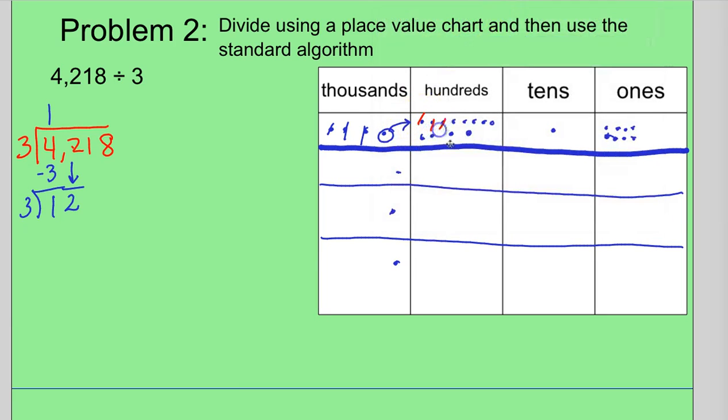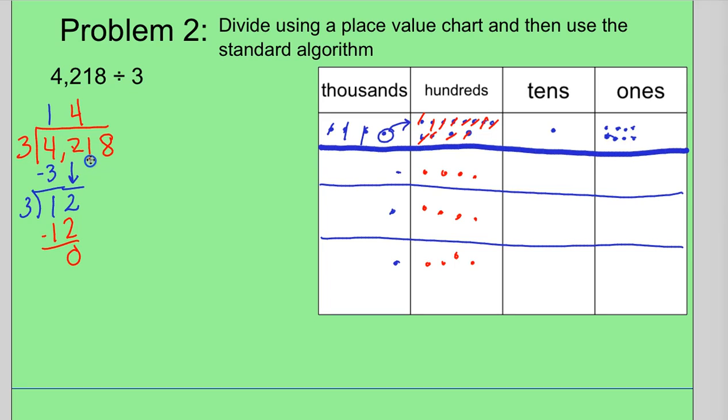1, 2, 3. 1, 2, 3. 1, 2, 3. 1, 2, 3. And that divided evenly. So I have 4 in each group. 4 times 3 is 12. That's what I used. That's what I distributed.